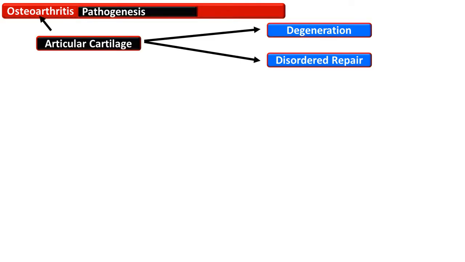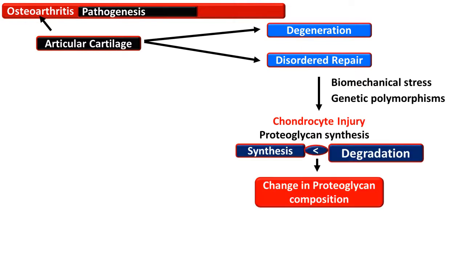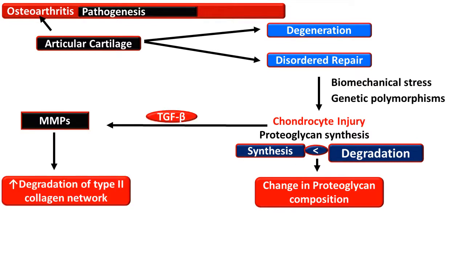The morphological lesion of the articular cartilage results from degeneration or disordered repair of the articular cartilage, which is due to chondrocyte injury, and this chondrocyte injury is by biochemical stress or genetic polymorphism, which leads to an abnormal signaling or signal transduction mechanism. And due to this chondrocyte injury, proteoglycan synthesis is disturbed, as there is continuous formation and degradation of the proteoglycan in that area. When there is decreased synthesis and degradation is more, then the proteoglycan composition is changed and results in osteoarthritis.